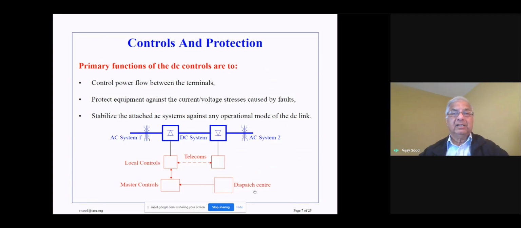So we have a dispatch center where a power order could be sent over to the master controller. The master controller will just convert these into local variables like DC current or DC power, and then send that to the local controls. The two local controls for the rectifier and inverter may or may not be connected by telecommunications. If you want fast behavior of the system, then you'll need to have some kind of telecommunication link. The telecommunication link is not necessary, and you can still operate the DC system without it, but it has to be a very slow operation in that case.